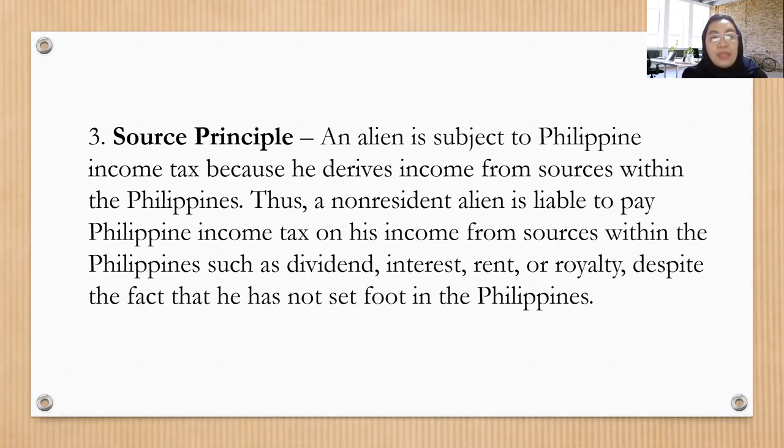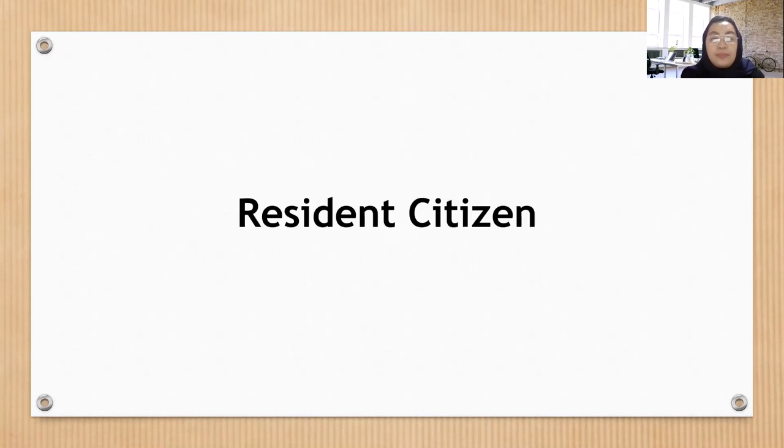And with those principles, class, we can now classify individual taxpayers into four. So you have resident citizen, okay, resident and citizen. You have non-resident citizen. You have resident alien, okay, and then non-resident alien. So, claro yung resident citizen, ha?